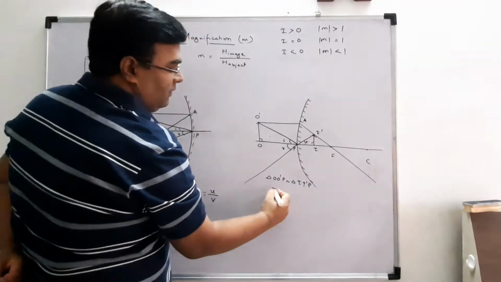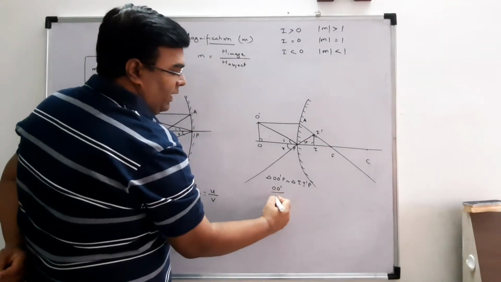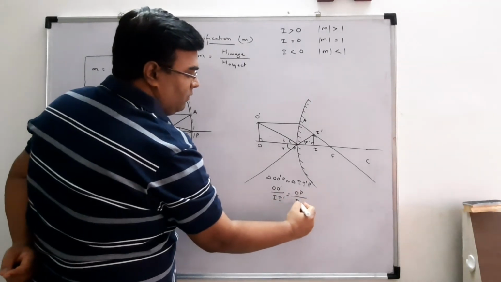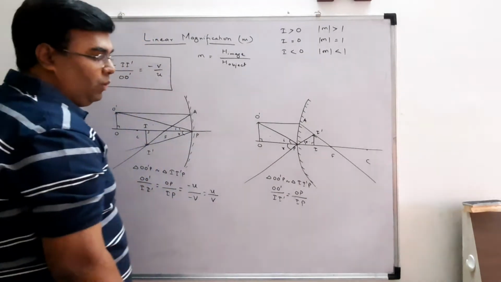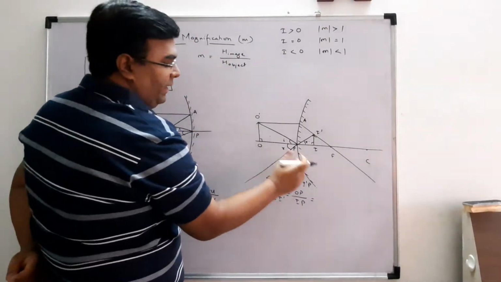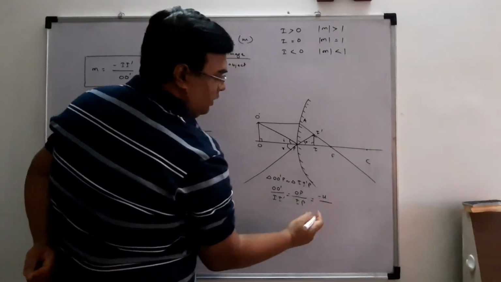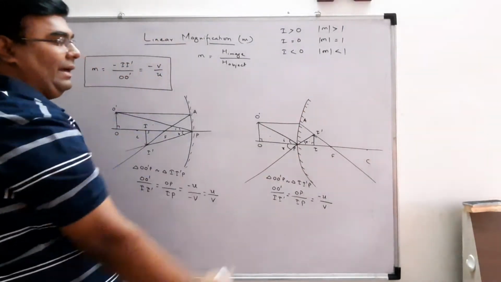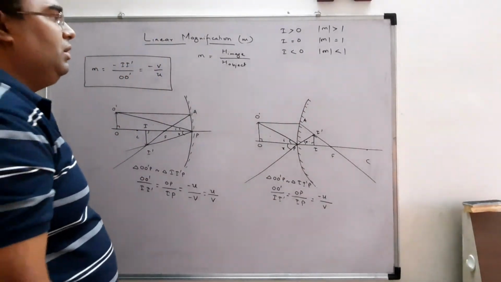So we can write the ratios OO' and I' is right. Now OP by IP here, we can say what is OP? OP is minus u, and what is IP? It is plus v. Why? Because it is on the right hand side of the mirror.